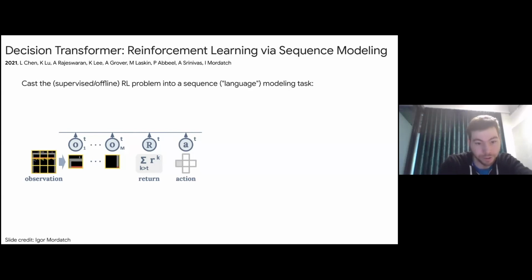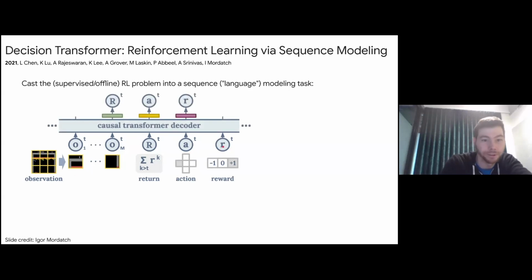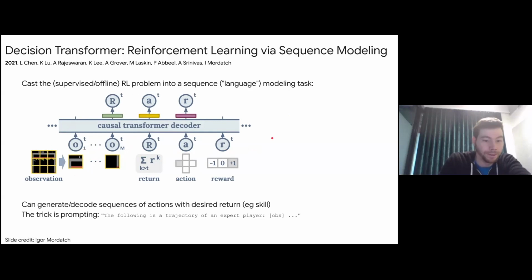Then the action that the person took when it saw this observation, and then the potential immediate reward that happened, like if it collected the coin right after its action or something like that, and then continue. Treat this as a language and do a language model on it, encoder, decoder, or maybe decoder only, or whatever.